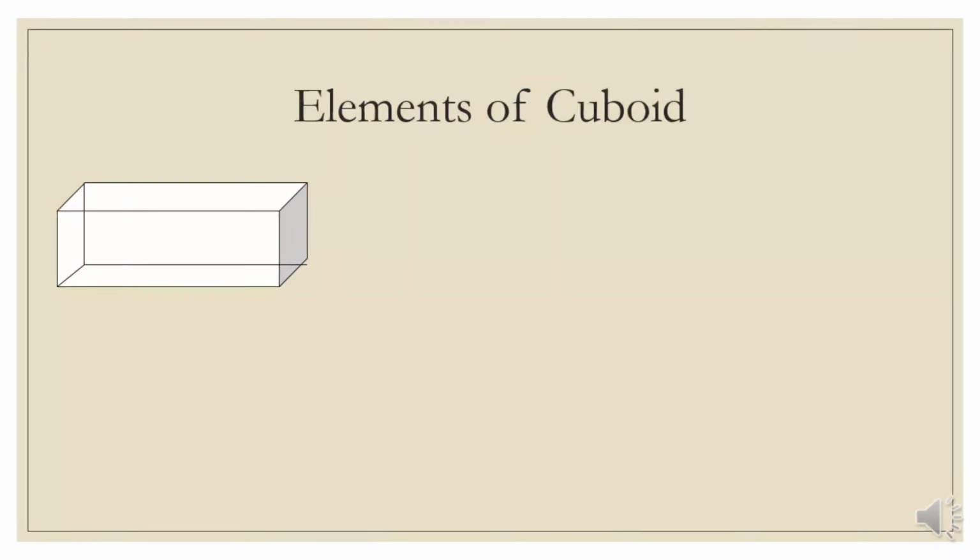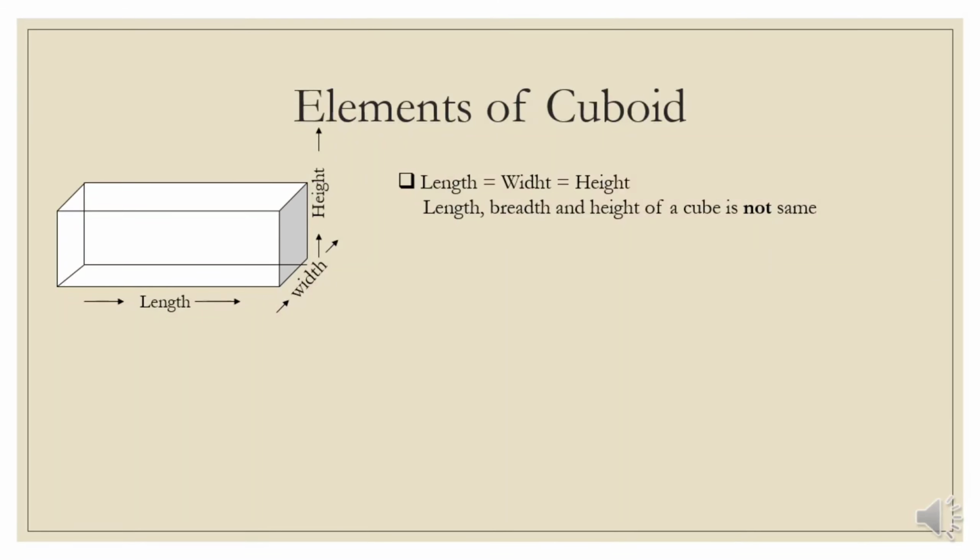Next, these are the elements of a cuboid. I have a cuboid. A cuboid has length, width, and height. In a cuboid, the length, width, and height are not the same. Sorry, this is a cuboid, not a cube. A cuboid has 6 side surfaces: 1, 2, 3, 4, 5, 6.